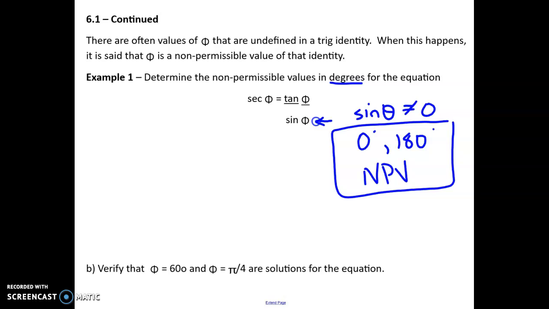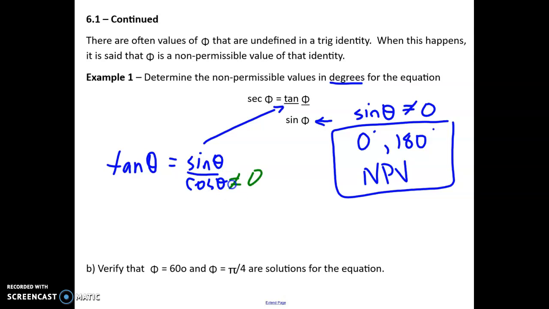And here's what's tricky. Is there another denominator in this question? Yeah, there would be one. So since tan is actually sine over cosine, then cosine cannot equal 0 either, because that's another spot where we'd be dividing by 0. So if we look on our unit circle, we see that at 90 degrees and at 270 degrees, cosine would be 0. So I actually also have to include 90 degrees and 270 degrees into my list of non-permissible values. So again, non-permissible values are wherever the denominator equals 0.